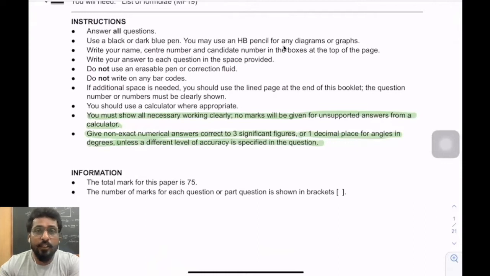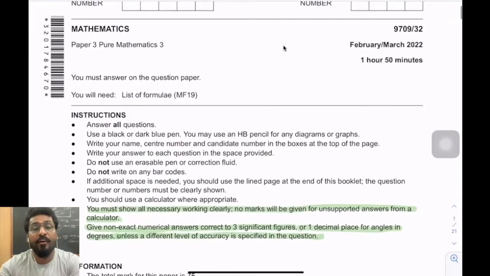And if it's an angle, then you should write the angle up to 1 decimal place, and the angle should be in degrees. If it is in radians, then of course you'll follow the first instruction of writing the answer up to 3 significant figures. So these are the 2 most important instructions you should always keep in mind. I always tell my students to read the instructions. The other instructions are the general instructions. This question paper is for 75 marks, and the time allotted is 1 hour and 50 minutes.